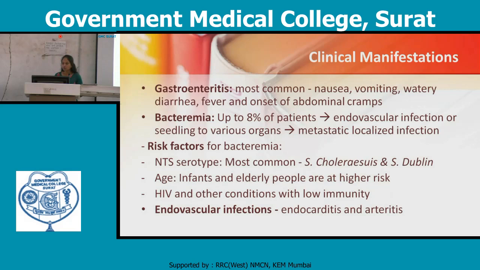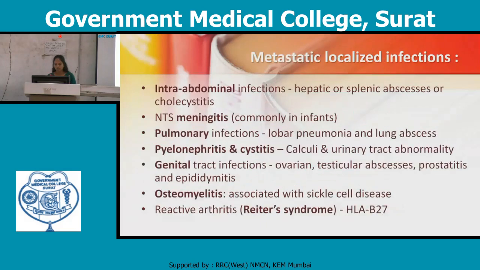Risk factors of bacteremia: NTS serotypes, most commonly Choleraesuis and S. Dublin. Age: infants and elderly people are at higher risk. HIV and other conditions with low immunity. Endovascular infection causes endocarditis and arteritis. Metastatic localized infection includes intra-abdominal infection, hepatic and splenic abscess or cholecystitis.